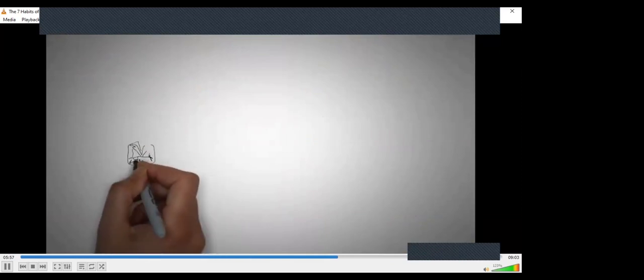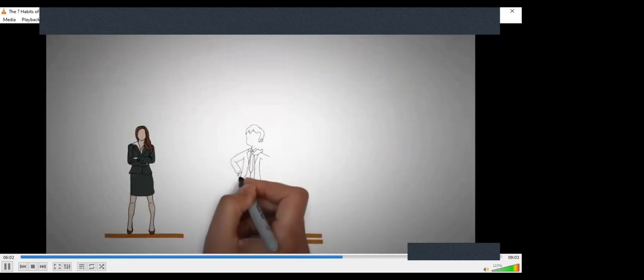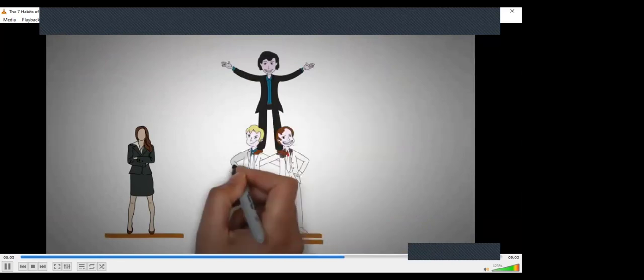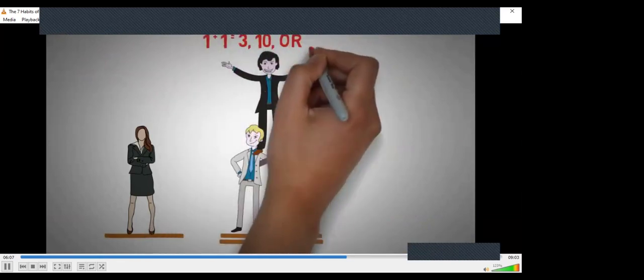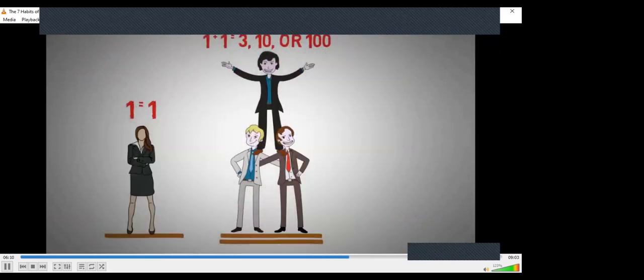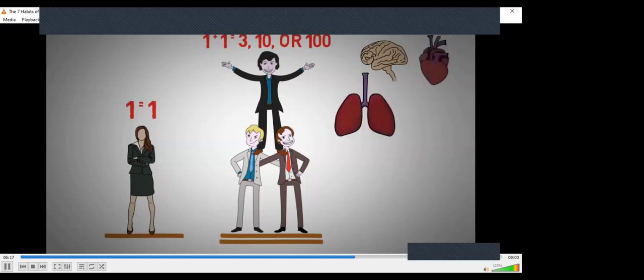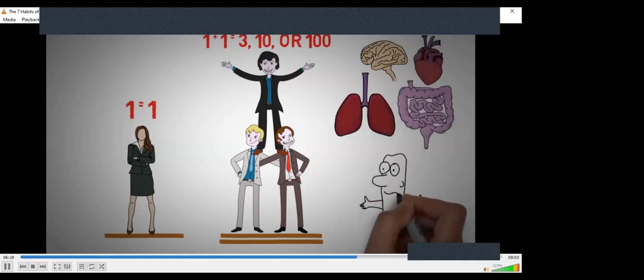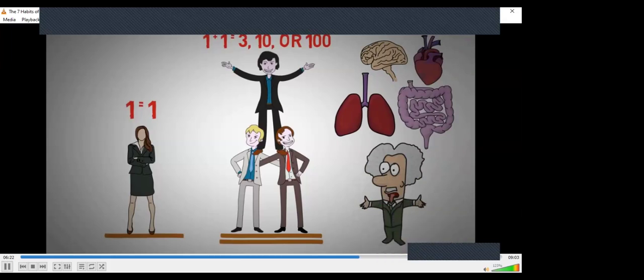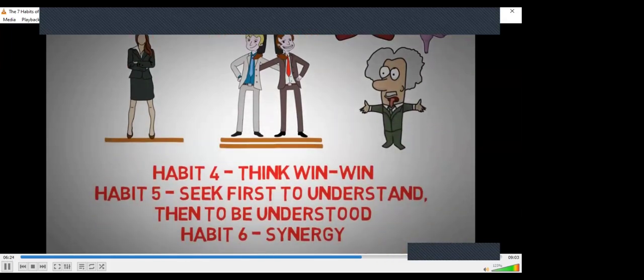Another way to think of synergy is when you put two pieces of wood together. One piece of wood by itself isn't that strong, but when you put two together, the overall strength increases by more than 2 times. With synergy, 1 plus 1 can equal 3, 10, or 100. Think of how individual units can work together to create something even bigger. Another example is the human body. There are many individual parts that are amazing in their own right, but all the parts together create something amazing. So again, habits 4 through 6 deal with relationships. These 3 habits can help you have effective and interdependent relationships with others.